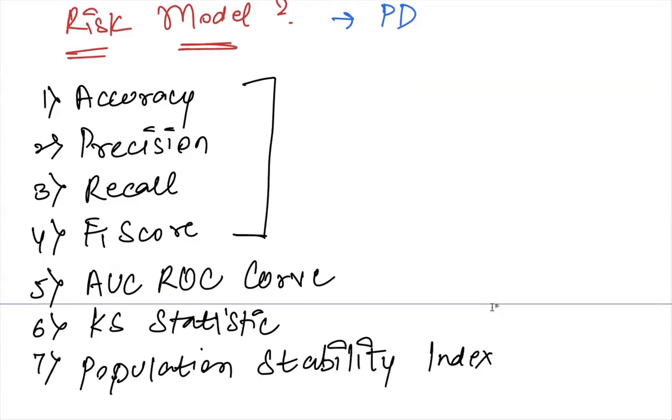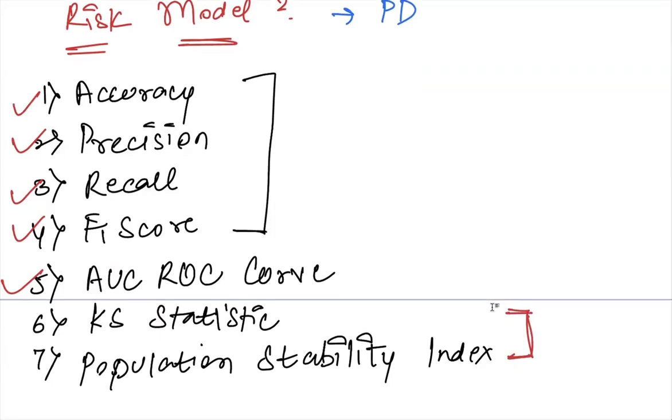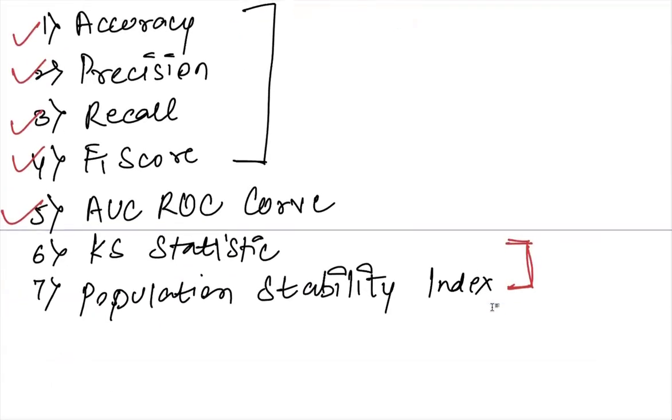So in this video, I'll teach you accuracy, precision, recall, F1 score, and the AUC ROC curve. If you want me to explain the other two, just drop me a comment and I'll explain those too. But let's understand accuracy, precision, recall, and F1 score in an easy format. Let me draw one table which helps you understand this in an easier way.